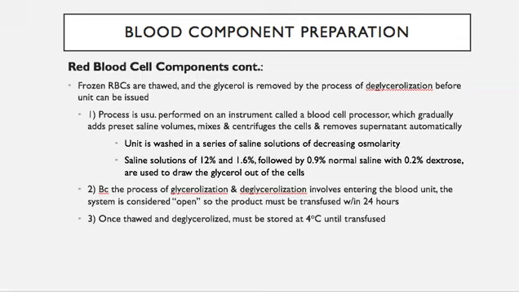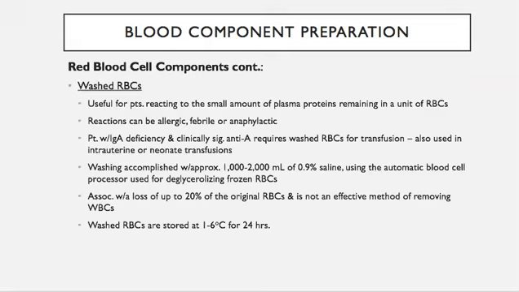The saline solutions of 12%, then 1.6%, then 0.9%, and then normal saline with 0.2% dextrose are used, and those wash solutions help to draw the glycerol out of the cells. Because the process of deglycerolization involves entering the blood unit, the system is now considered open. So the product has to be transfused within 24 hours, and once it's thawed and deglycerolized, it has to be stored at 4 degrees Celsius until it can be transfused.